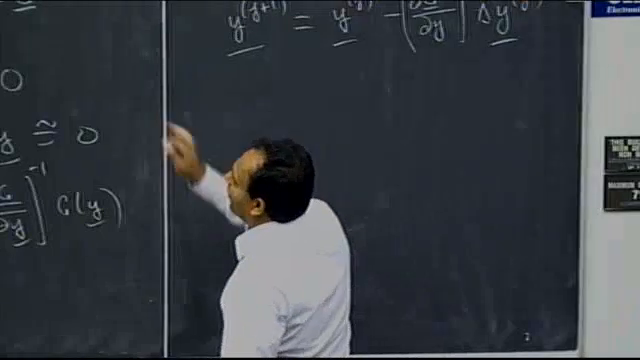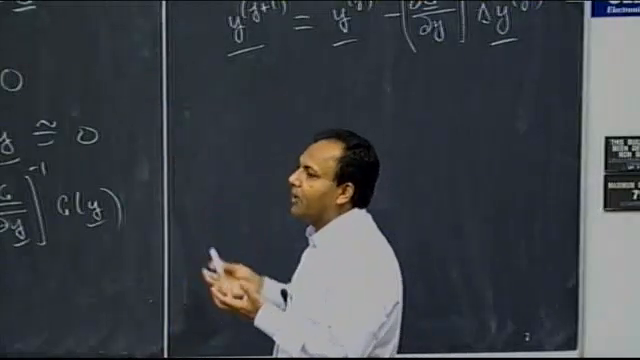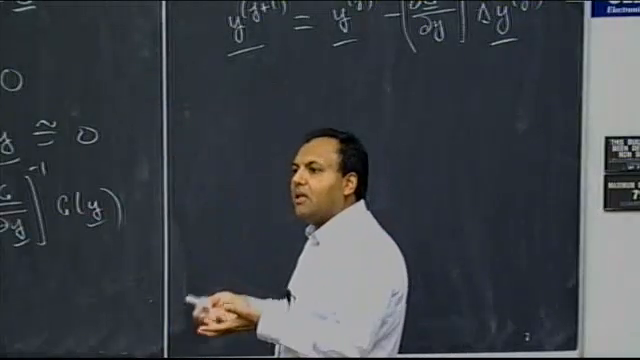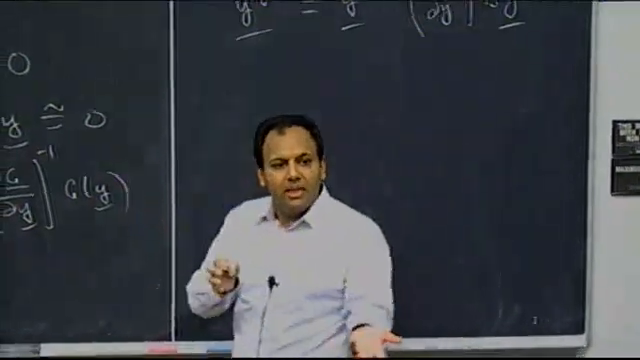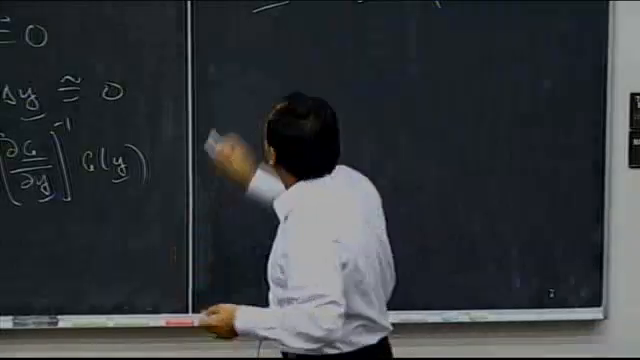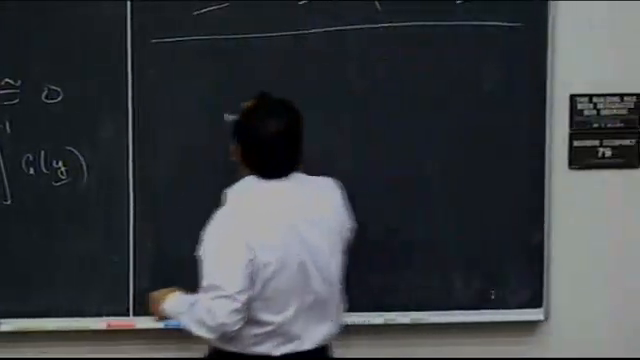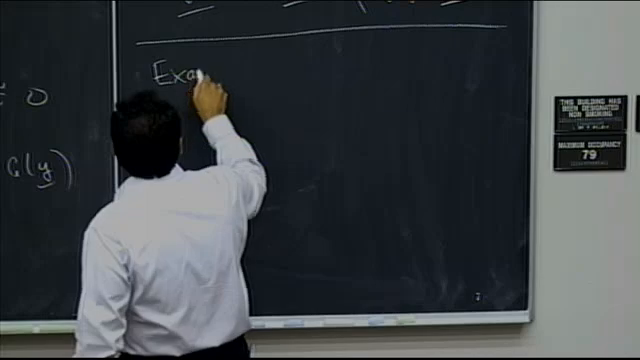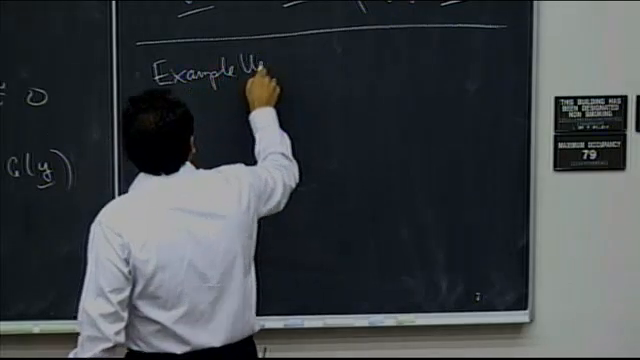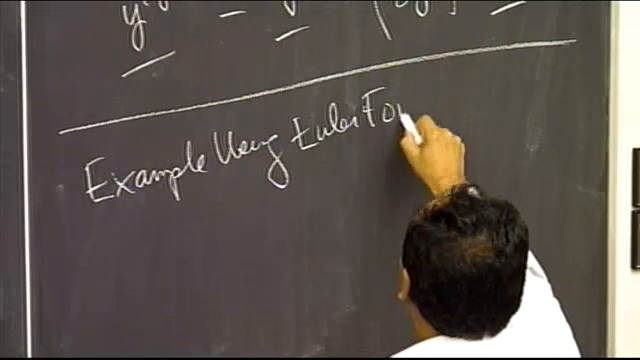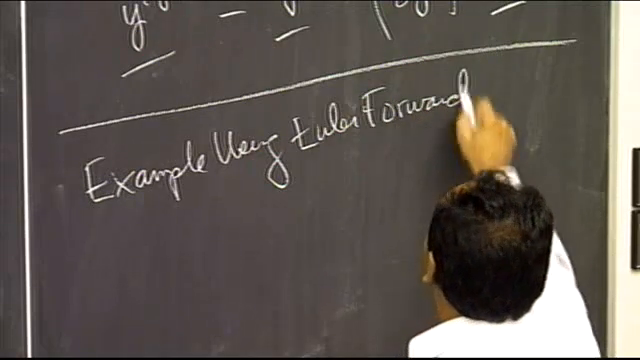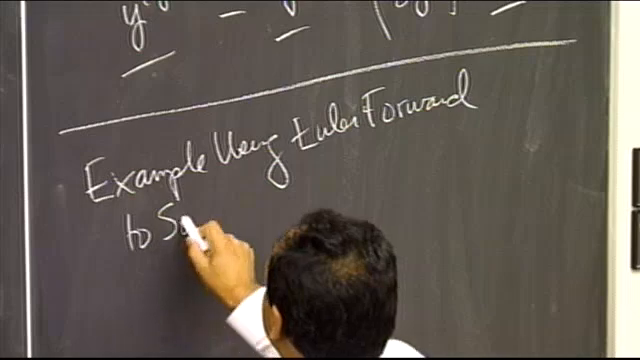So now let's look at a specific example where we would employ Euler forward and look at the NLP that comes out of this. Because remember, I told you that all of these methods ultimately lead to a nonlinear programming problem, right? So let's look at an example in optimal control. An example using Euler forward to solve an optimal control problem.